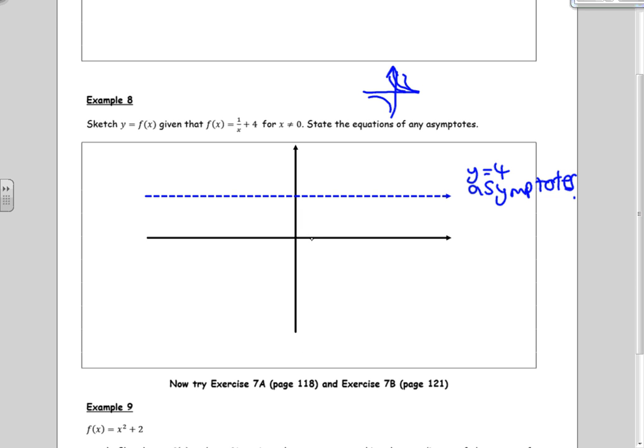And of course, x cannot be equal to 0, because there is also an asymptote at x equals 0. And of course, then we have the general shape of the graph, which is that it gets really close to the asymptotes, but it will never touch or cross them.